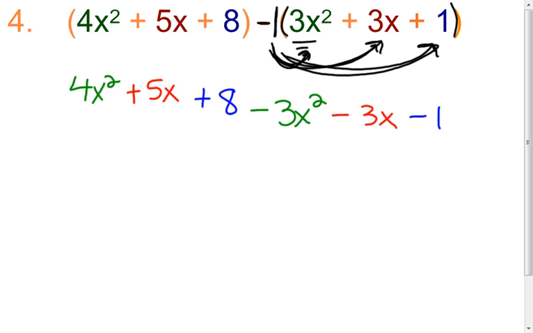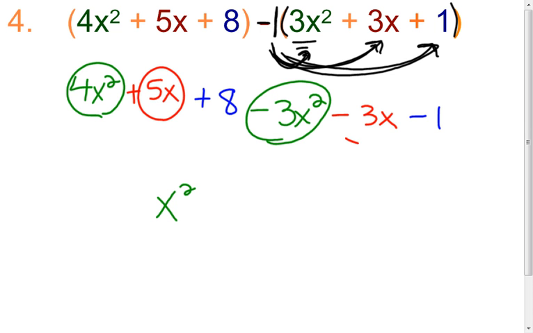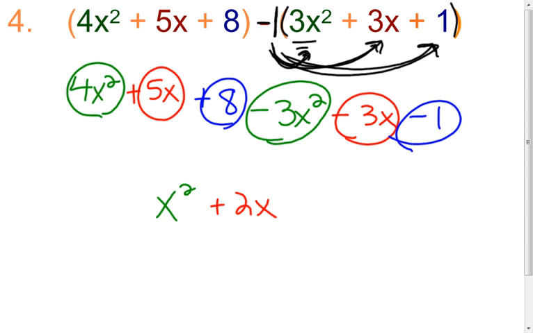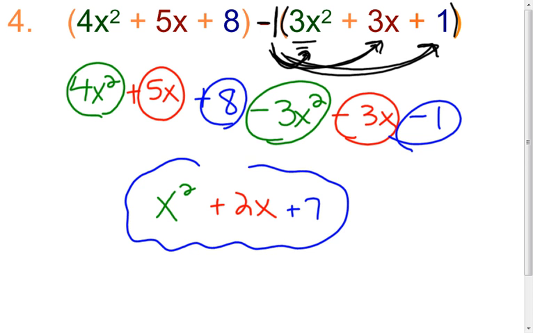Now, this is what my problem looks like, and now I want to combine my like terms as I see them. So you first of all want to look for the highest exponent, which of course we know is x squared here. So I have 4x squared and negative 3x squared, so that makes 1x squared. I do not need to write the 1 in front. And then I have 5x and negative 3x, which we know makes 2x. And then I have 8 and negative 1, which of course makes 7. Okay? And this is what my grand final answer would be. Again, because there's three terms, it's a trinomial. Because the biggest exponent I see is squared, it is a quadratic.